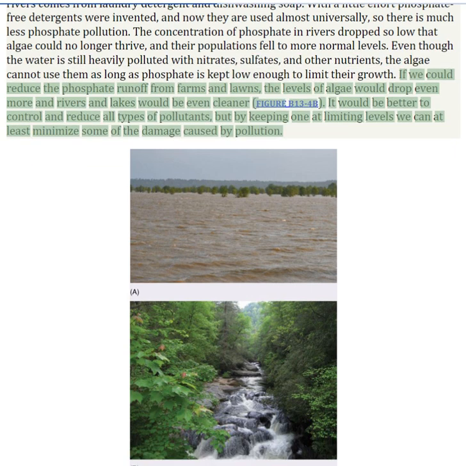If we could reduce the phosphate runoff from farms and lawns, the levels of algae would drop even more and rivers and lakes would be even cleaner. It would be better to control and reduce all types of pollutants, but by keeping one at limiting levels we can at least minimize some of the damage caused by pollution.